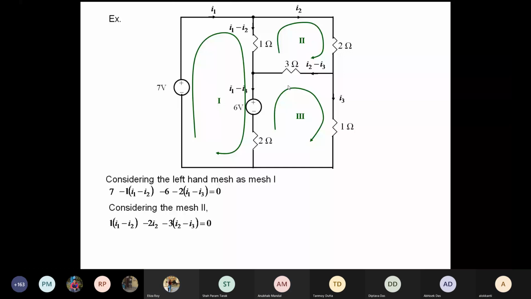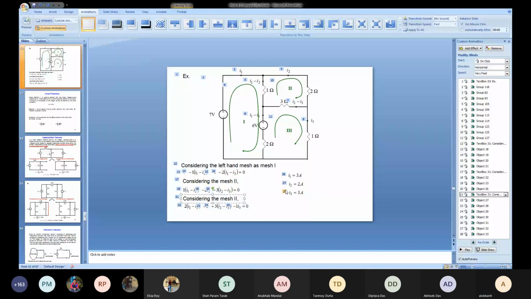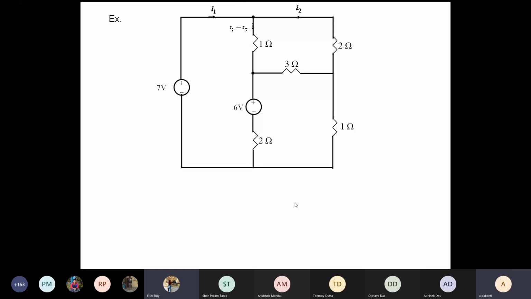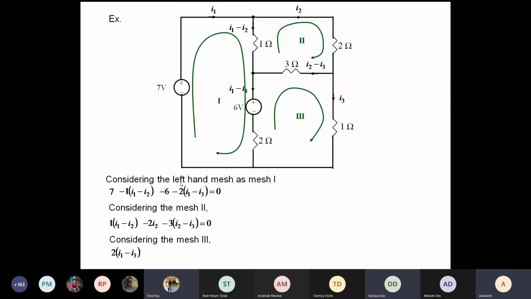Similarly, considering the third mesh, starting from 2 into (I1 minus I3), then plus 6, again a voltage rise. And then minus 3 into (I3 minus I2), and minus 1 into I3.